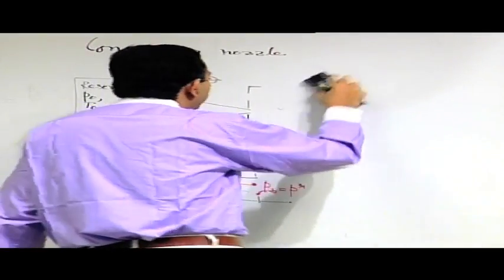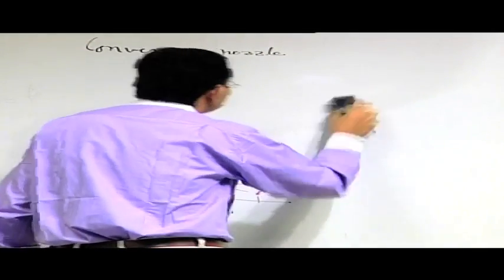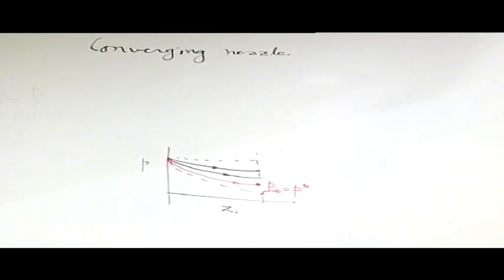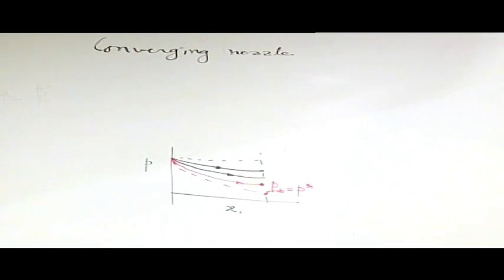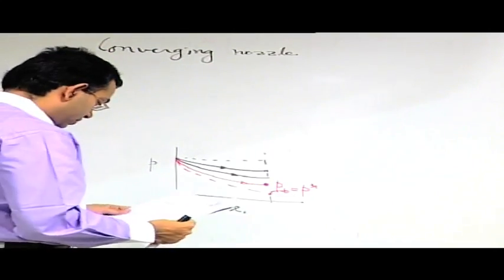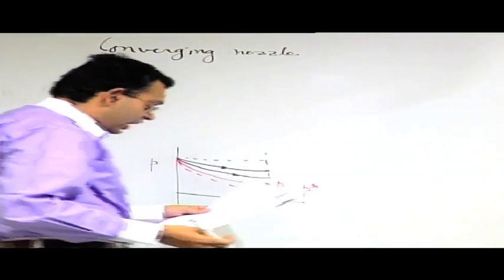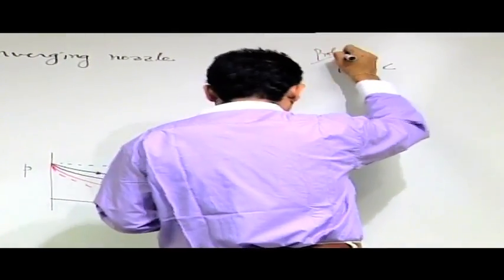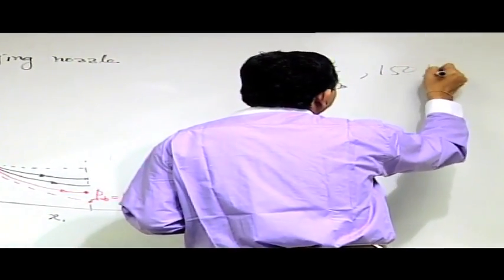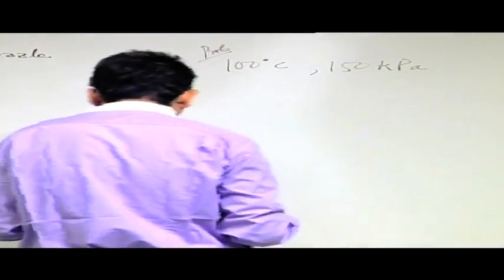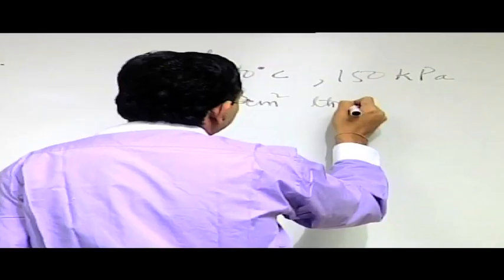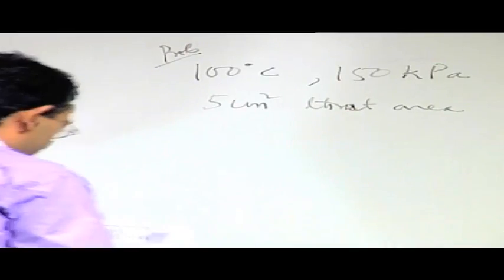Before going into that, maybe let us work out a problem on the converging nozzle itself. So the problem statement is like this: air in a large tank at 100 degrees centigrade and 150 kilopascal of pressure exhausts to atmosphere through a converging nozzle with 5 centimeter square as throat area. Throat area means the exit area for the converging nozzle.